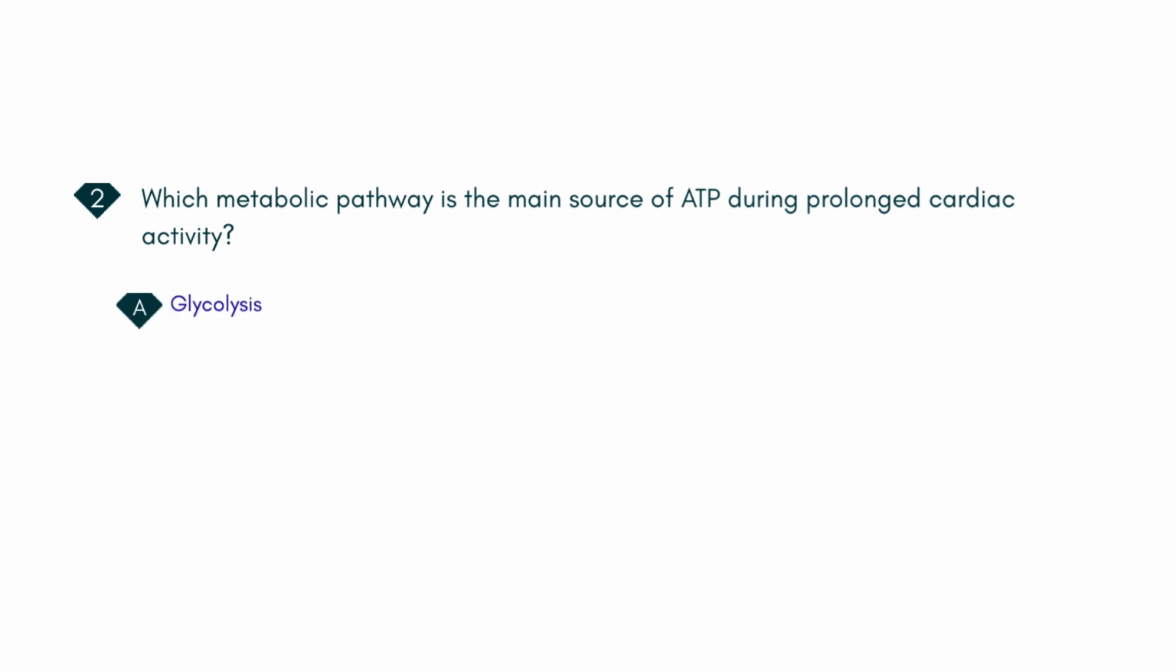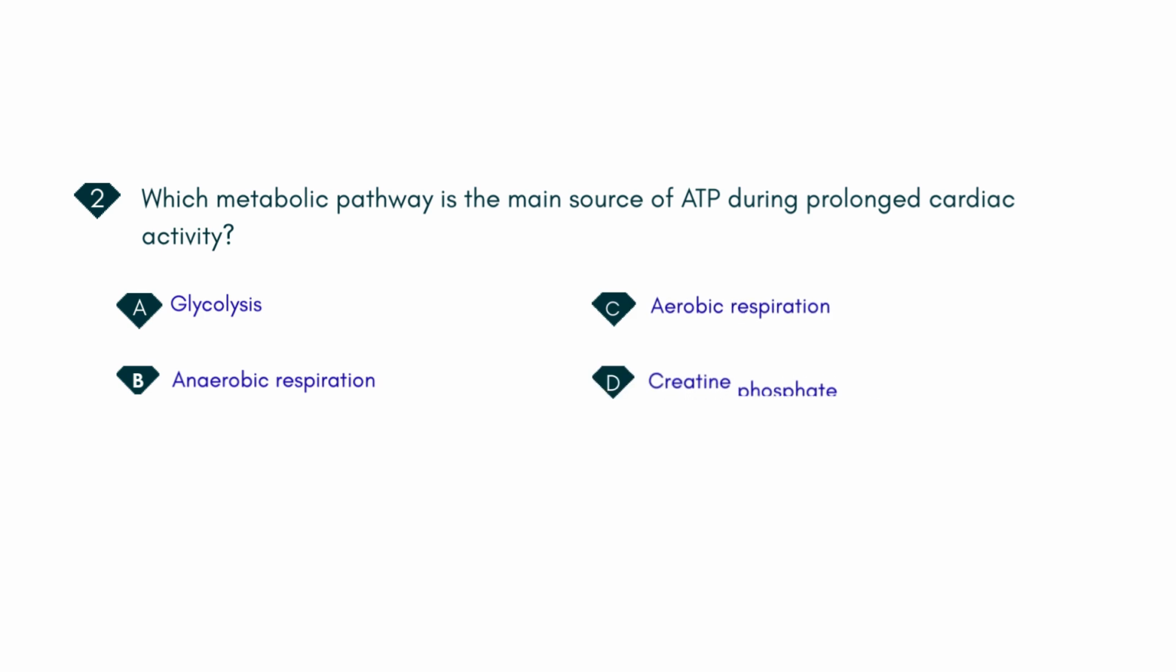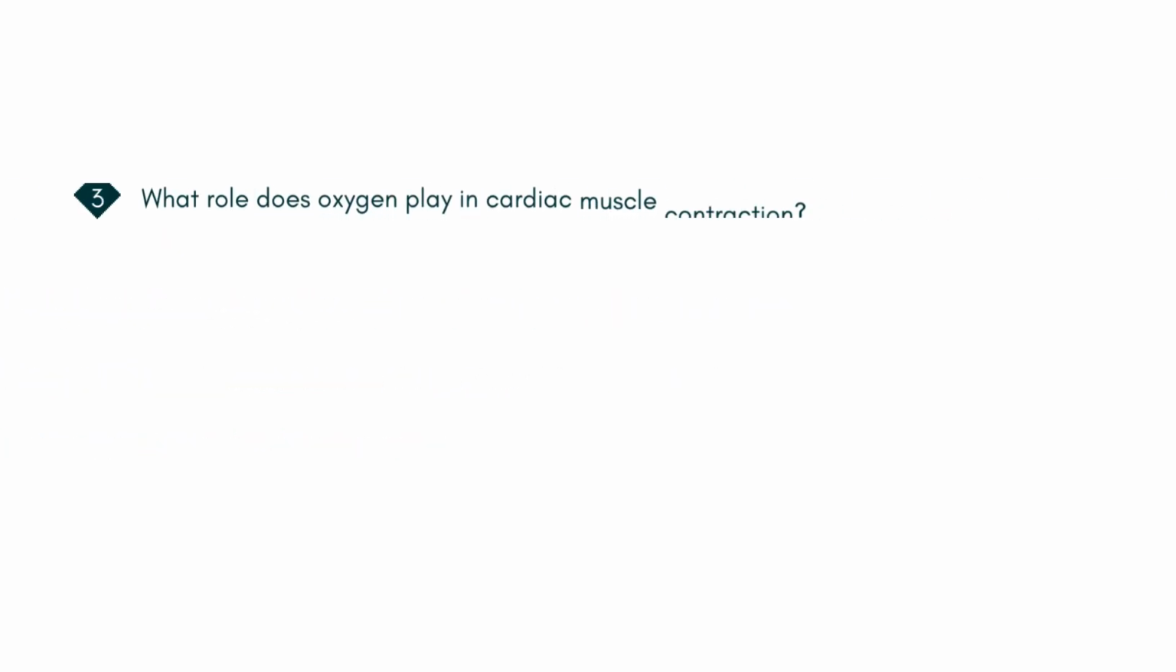A. Glycolysis. B. Anaerobic respiration. C. Aerobic respiration. D. Creatine phosphate pathway. Answer C. Aerobic respiration. What role does oxygen play in cardiac muscle contraction?